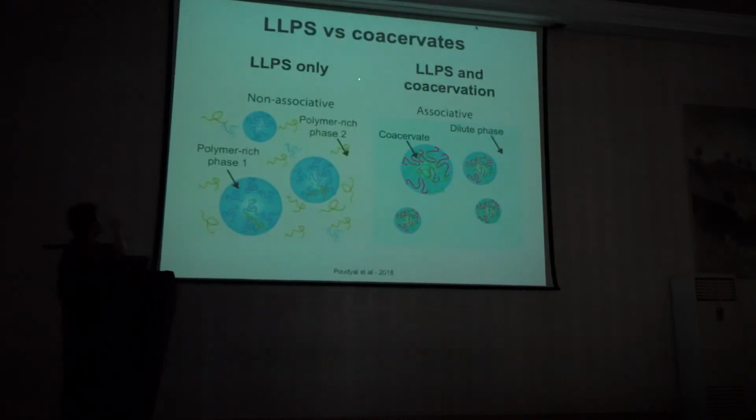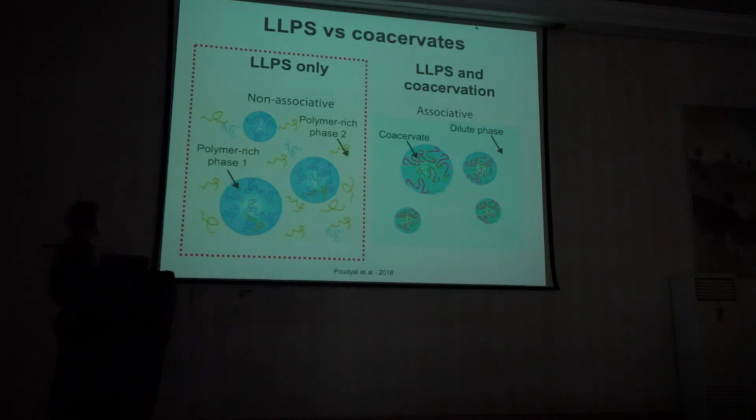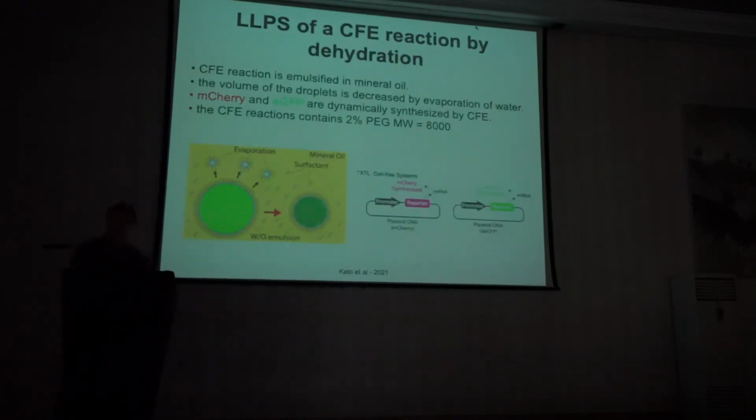So very quickly, liquid-liquid phase separation versus coacervate: they are both liquid-liquid phase separation. When it's non-associated, you put polymers together, they do not associate, but they phase separate like this, it's just LLPS. A coacervate is when you have a liquid-liquid phase separation, but there is a dilute phase. The polymers form droplets, and outside it's dilute. We are going to look at this just after. That's it. So here is what we do.